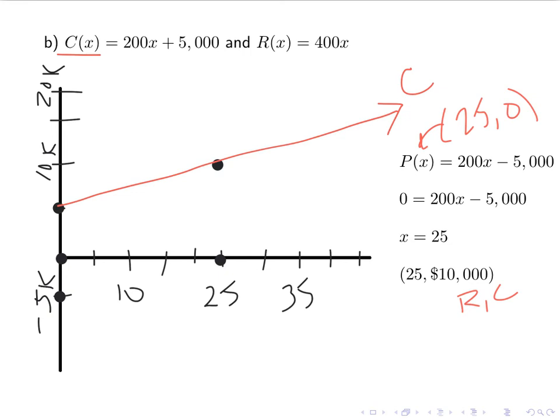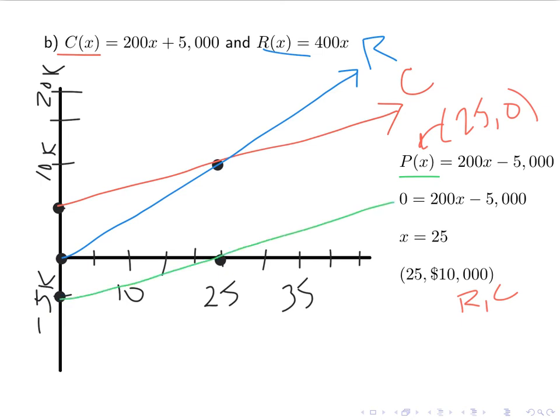So my C is in red. My revenue will be in blue. That's going to go through that same break-even point, but through the origin as well. And I'll call it R. And then the profit, I'll make green, and that's the other 2 points that I haven't used. P for profit. And again, whenever the cost is more than the revenue, we have a negative profit. When the revenue is bigger than the cost, we have a positive profit. And where our revenue is equal to our cost, we have a 0 profit.